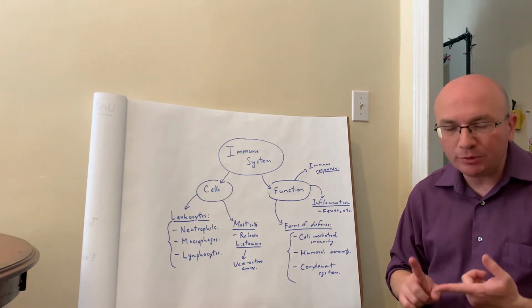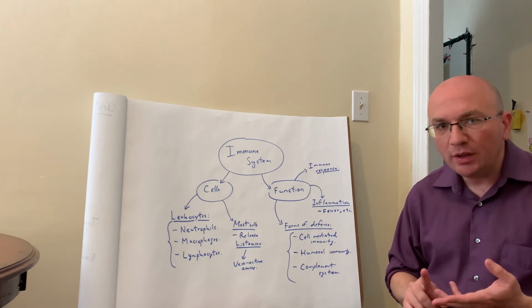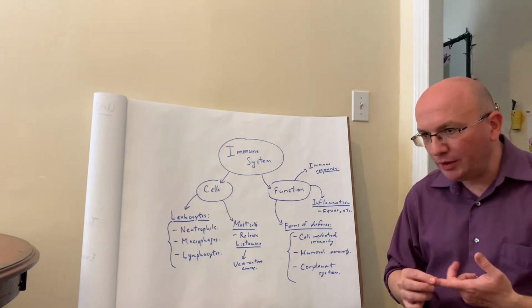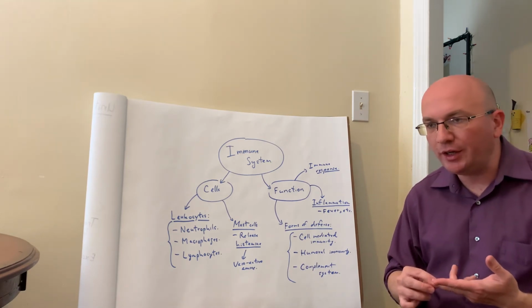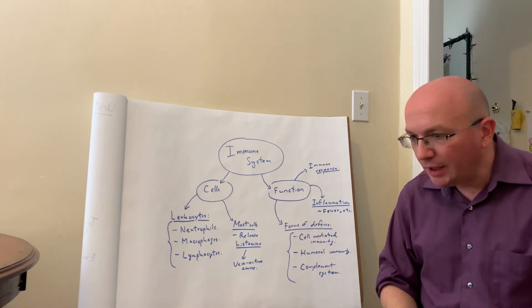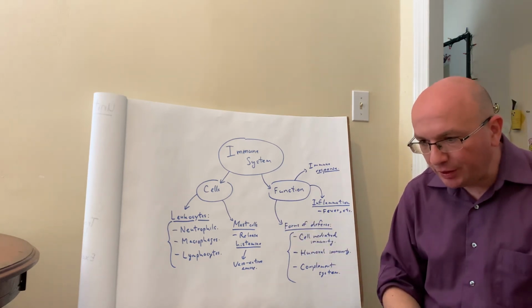That area becomes red, swollen, and painful. There's redness because there's more blood there. It becomes swollen because there's more blood going to that area. It becomes painful because nerve endings are irritated by histamine and other molecules that travel there.